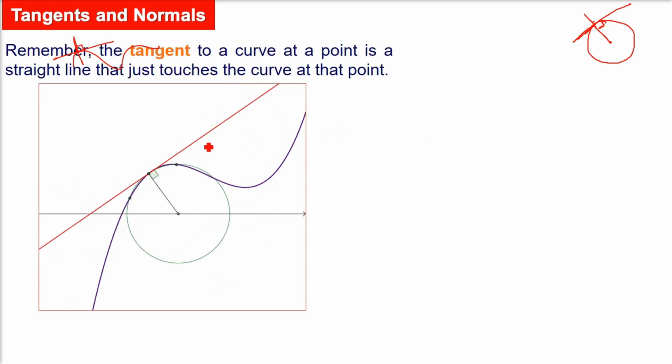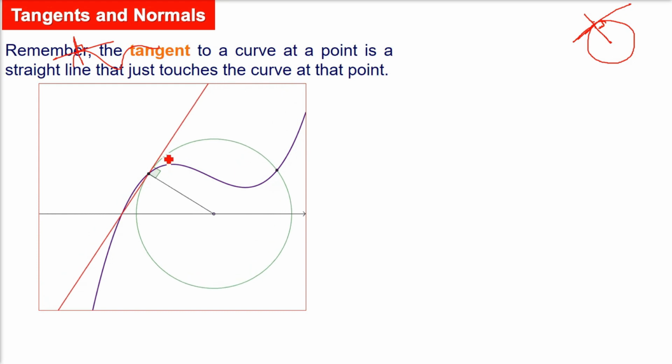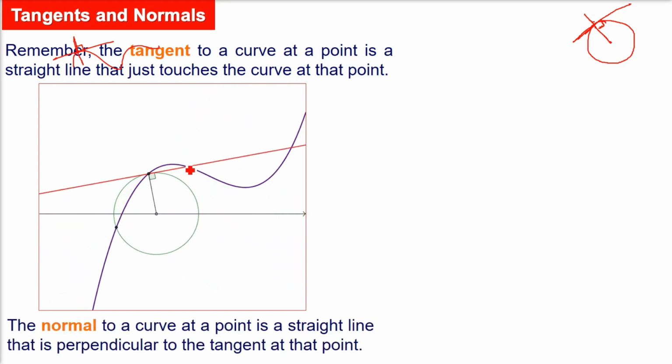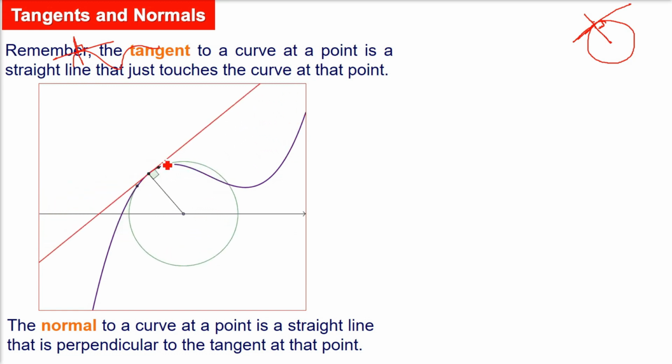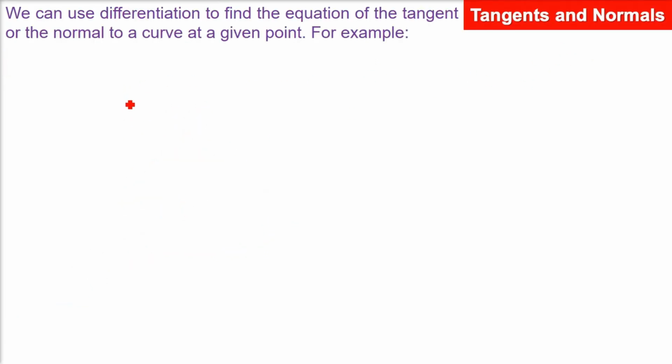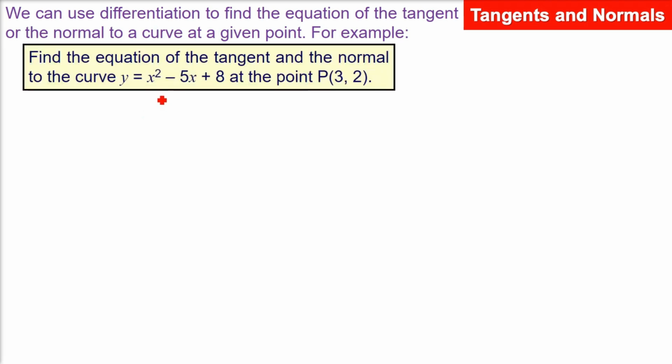Okay, so tangent to a curve is a straight line that touches only at one point to any curve, and normal to this curve at that point is a straight line that is actually perpendicular to the tangent. So we may use differentiation in order to find out the equation of the tangent and also the normal to the curve. Let us take an example.